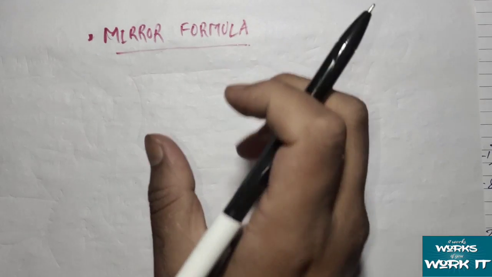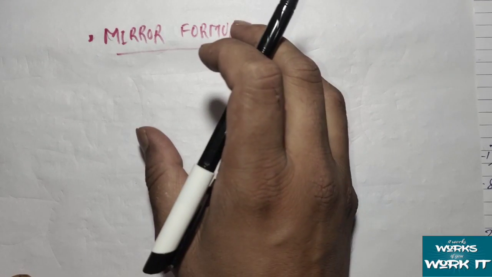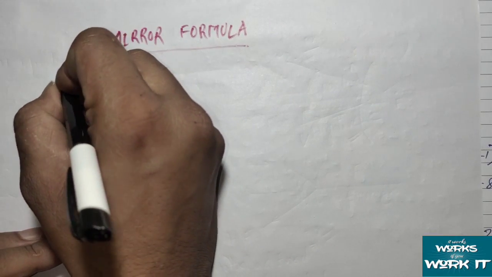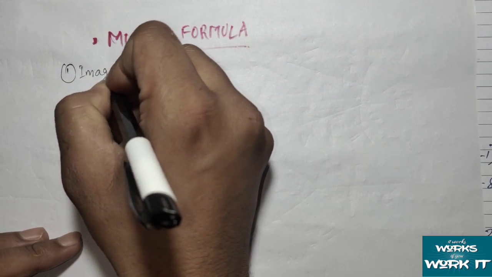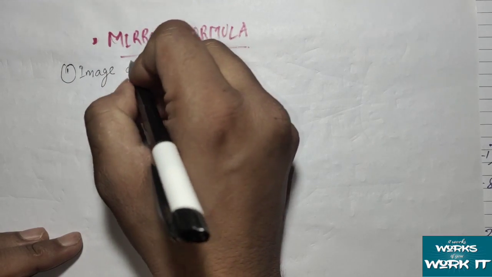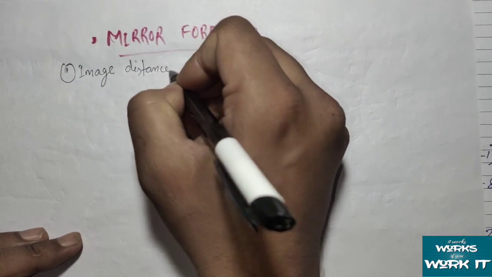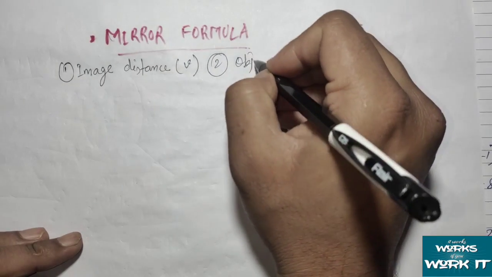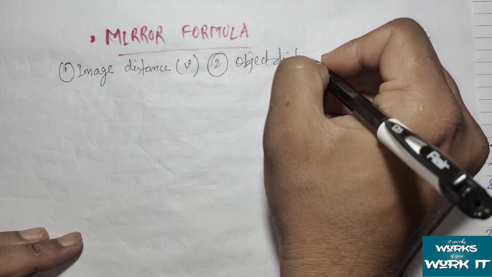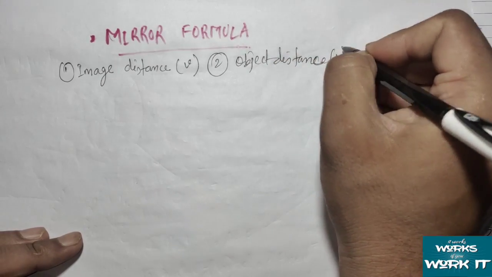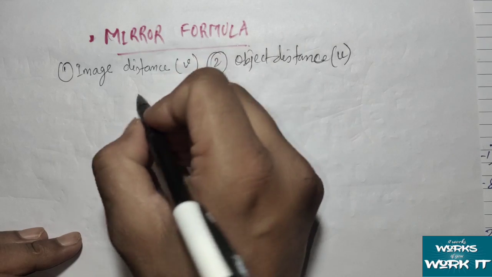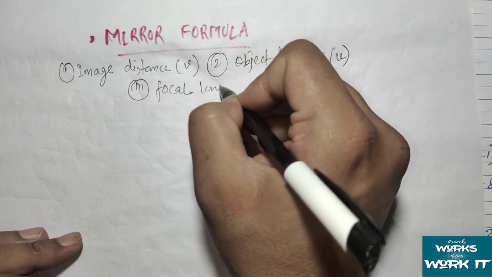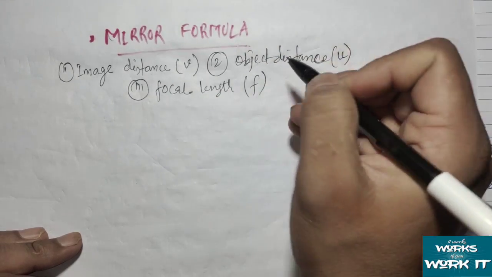So our next topic is the mirror formula. What is the mirror formula? It is a formula which gives the relationship between the image distance, symbolized as small v, the object distance, symbolized by small u, and the focal length, symbolized as small f.